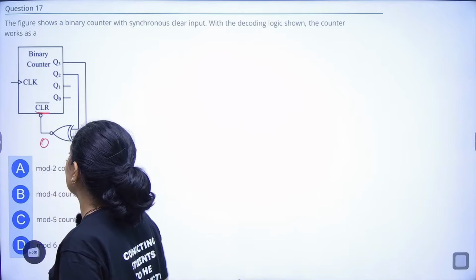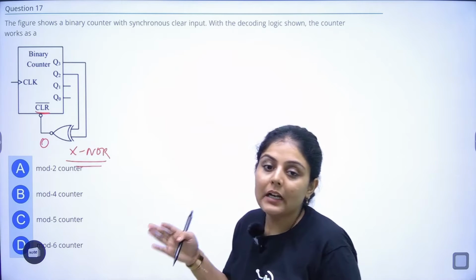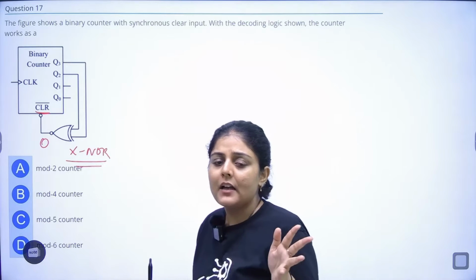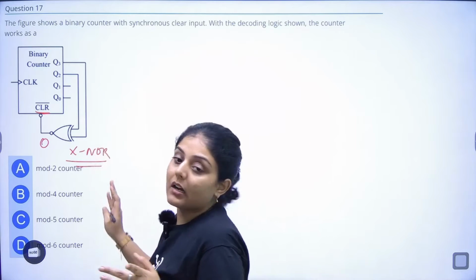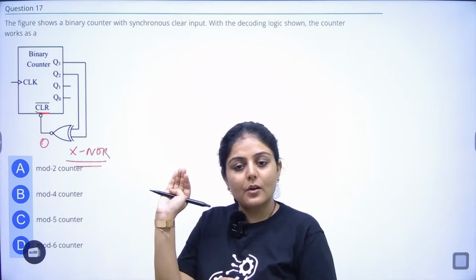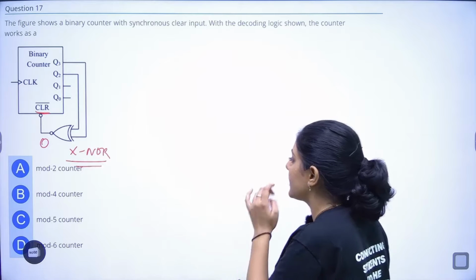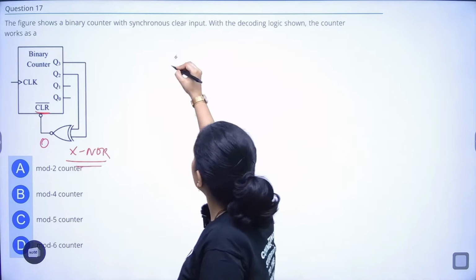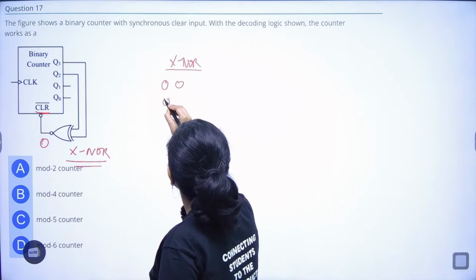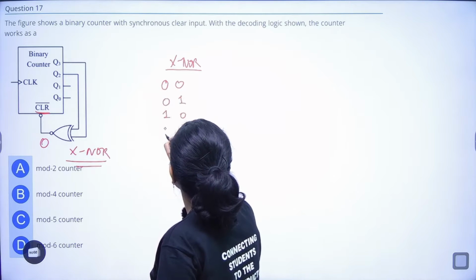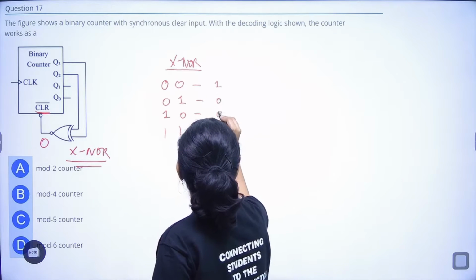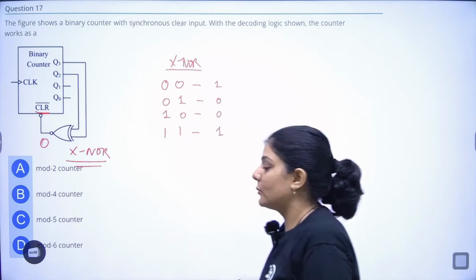So whenever the output is equal to 0, it will clear itself, and up to that we have to count, right? Very simple concept of these counters. Whenever the clear value is given, it will start again with the initial values. So this is XNOR, and you know the table for XNOR. Whenever the inputs have the same values, the output is 1, otherwise it's 0.